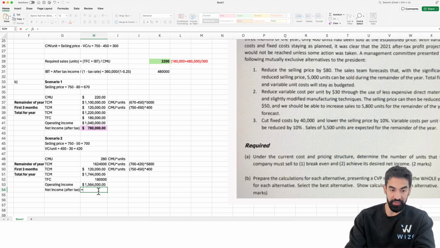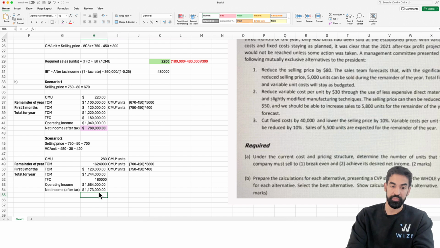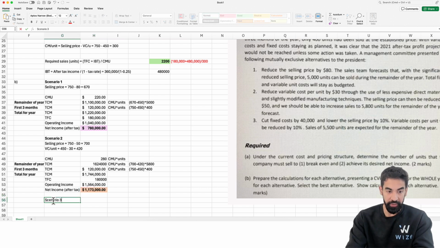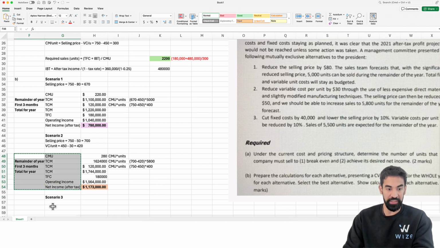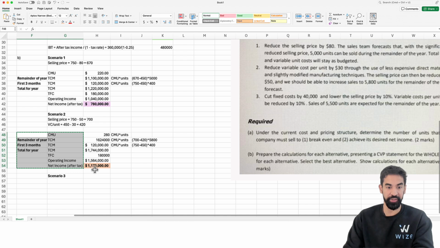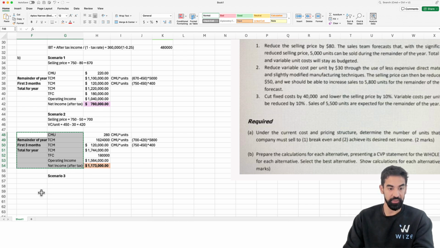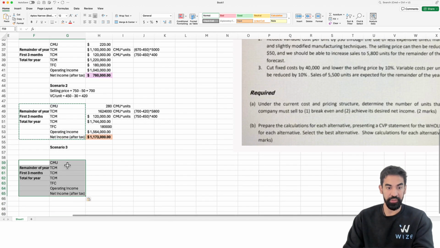And then here, to get the after-tax income, you would take this number and times it by 75% because there was a 25% tax. And now let's do the same thing for scenario 3. Between scenario 1 and 2, which one do we like more right now? We like scenario 2 more because it's a higher income before and after tax. Let's paste this underneath for scenario 3.